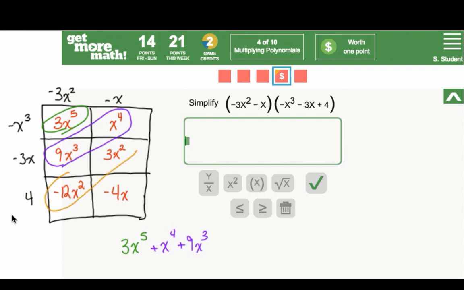This diagonal here, you can add because they're both x squared. So negative 12 plus 3 is a negative 9, and then you have an x squared. Remember, we don't change the exponent when we add. And then lastly, you have this negative 4x. That is the product of negative 3x squared minus x times a negative x cubed minus 3x plus 4.